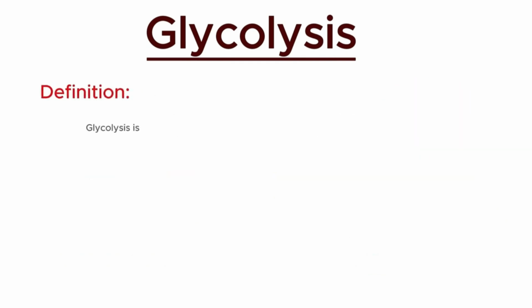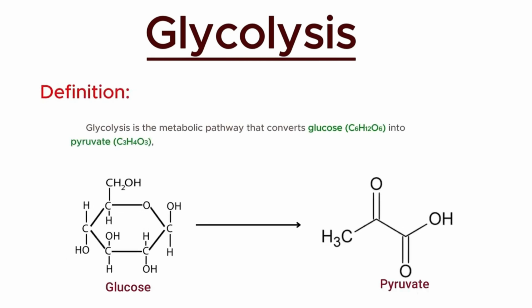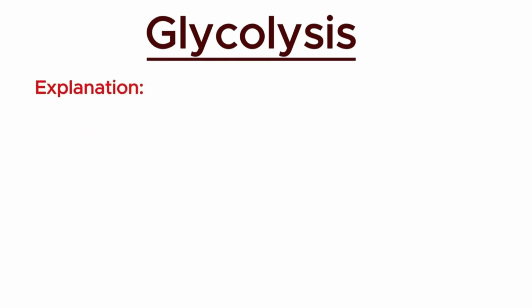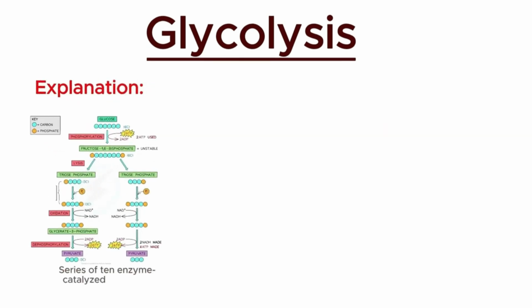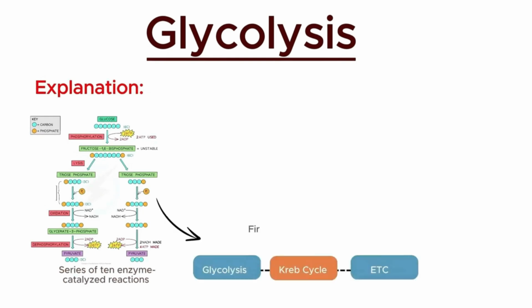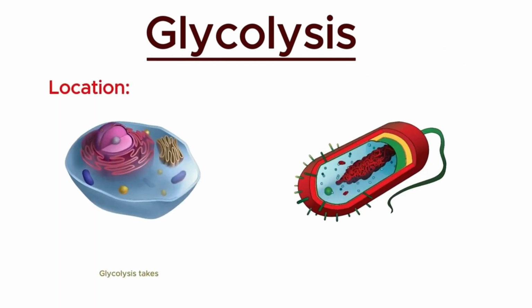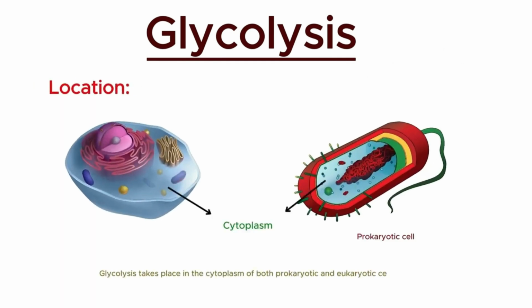Formally, glycolysis is defined as the metabolic pathway that converts glucose into pyruvate, generating small amounts of ATP and NADH in the process. Glycolysis is a series of 10 enzyme-catalyzed reactions. It is the first step in cellular respiration and fermentation. This process is anaerobic, meaning it does not require oxygen. It takes place in the cytoplasm of both prokaryotic and eukaryotic cells.